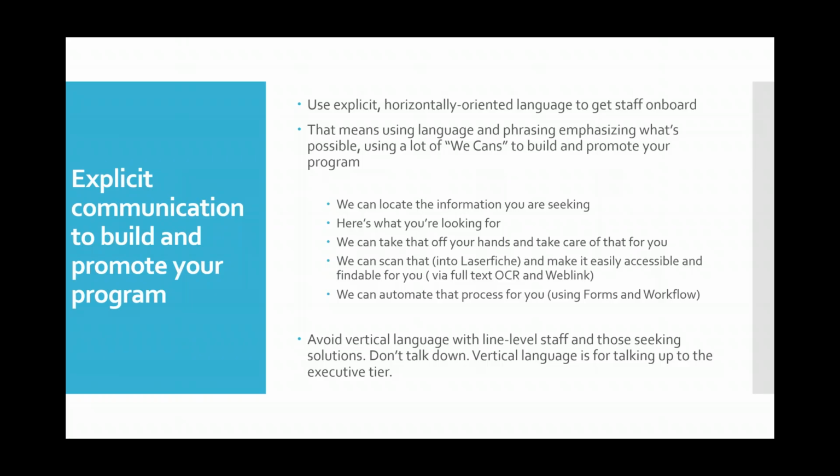And you want to tell them, especially early on in a program, we can locate that information. We can take that off your hands. We can scan all of that backlog for you and make it accessible on web links so you don't have to deal with the paper again. We can automate that process for you. Just a lot of we can, demonstrating what the possibilities are. And you want to avoid the vertical language. You don't want to talk down and come across as aloof. The vertical language is for communicating upward to the executive tier when you're looking for buy-in or reporting.